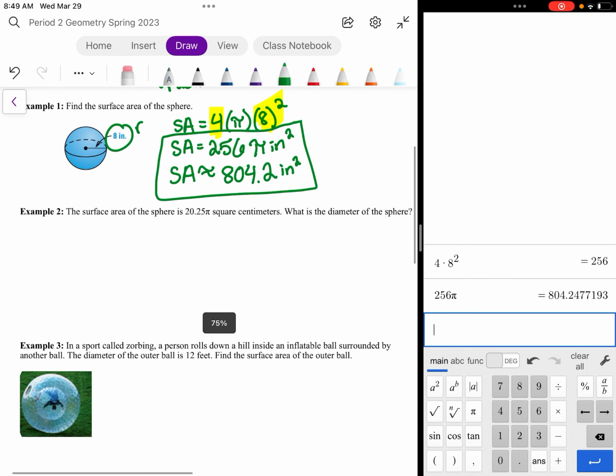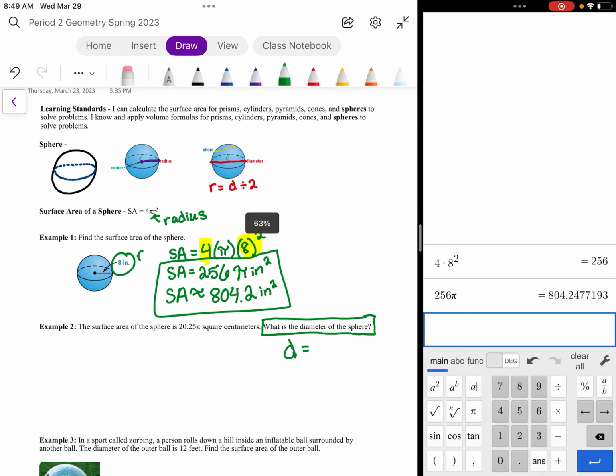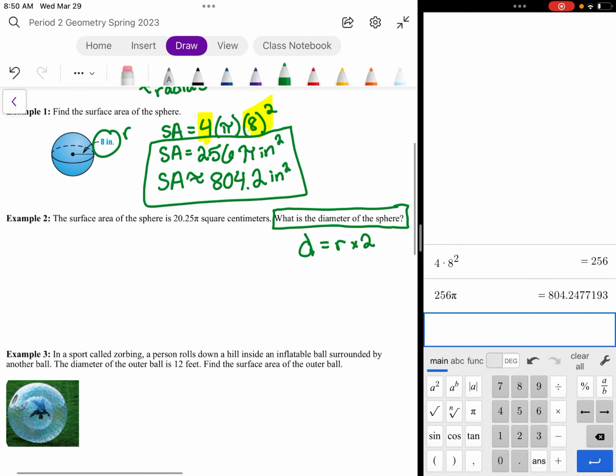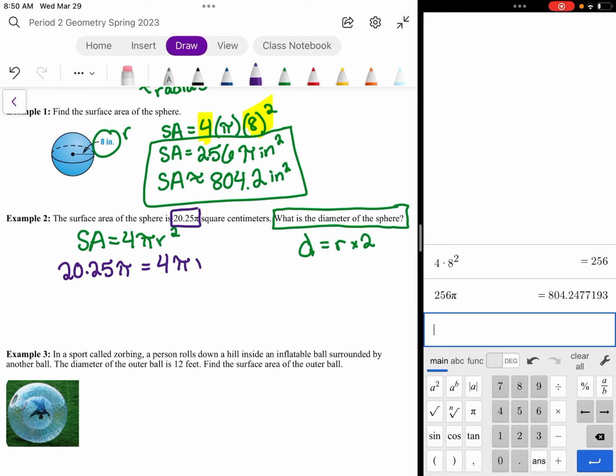Then, for example 2, the surface area of a sphere is 20.25 pi square centimeters. What is the diameter? So in order to find the diameter, we need to figure out what the radius is, because diameter is equal to the radius times 2. Using the surface area formula, which is 4 pi r squared, we are going to be able to find the radius, which will then help us find the diameter. Plugging in everything we know, the surface area is 20.25 pi, and that's going to equal 4 pi r squared. And we are trying to solve for r.